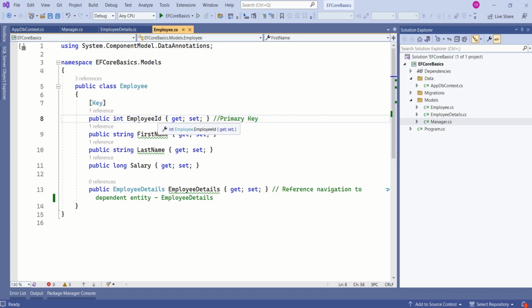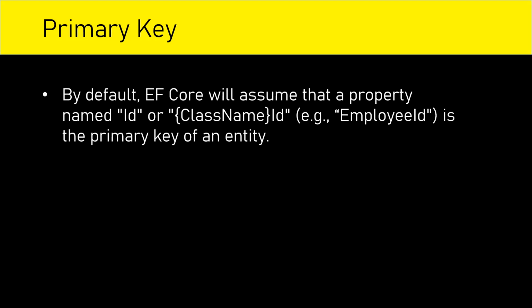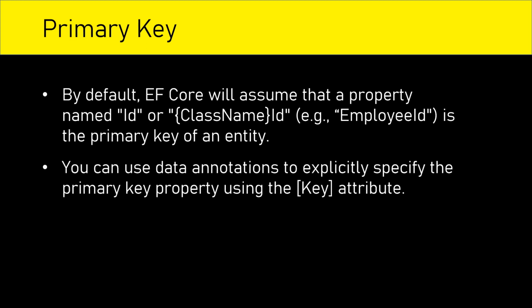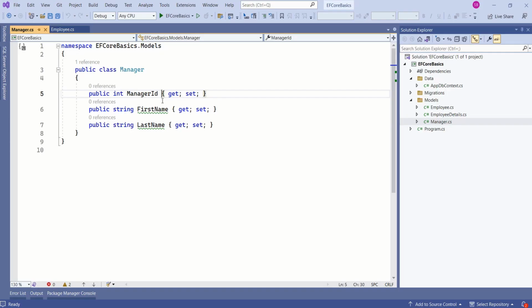We have this Employee class. Here EmployeeId is the primary key. Talking about primary keys, by default, Entity Framework Core will assume that a property named Id, or the class name along with Id, in our case EmployeeId, is the primary key of an entity. You can also use data annotations to explicitly specify the primary key property using the Key attribute. I'll show you how to do it. You can also configure the primary key using the Fluent API in the OnModelCreating method of your DbContext class. In the case of the Manager class, ManagerId is the primary key.